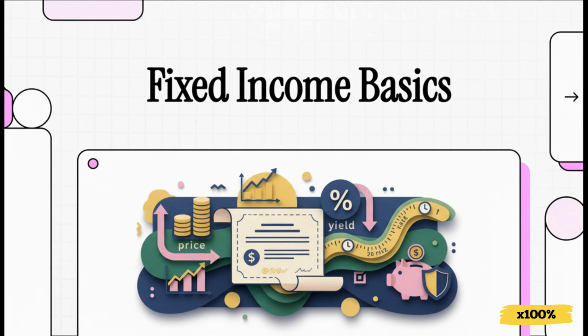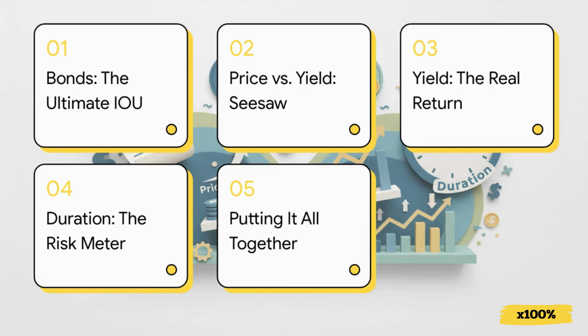We're going to pull back the curtain on the three core ideas: what bonds really are, how their yields actually work, and the single most important risk measurement in the bond world, a little something called duration. So here's the game plan. First, we're going to start with the absolute fundamentals. What is a bond anyway?